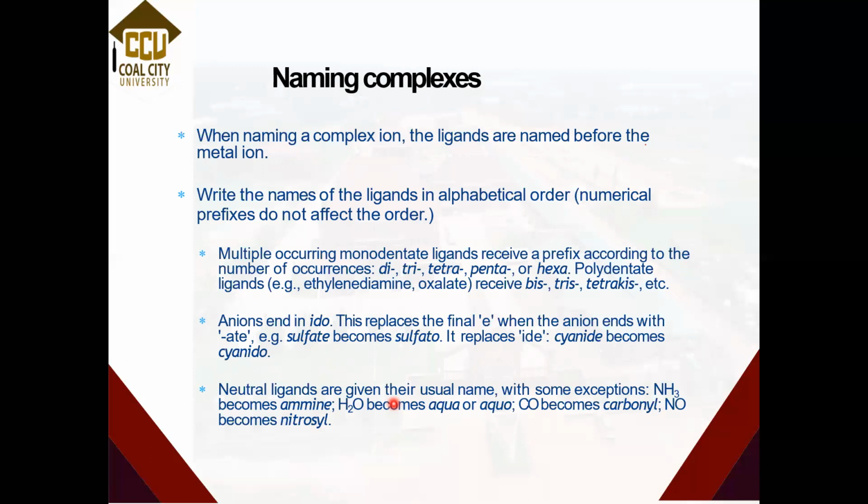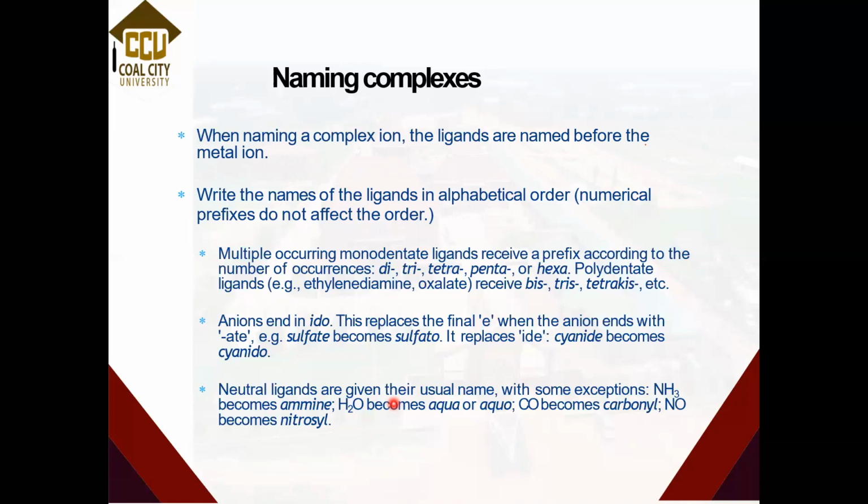For example, mono, di, tri, tetra, penta, hexa should not affect the order. What you'll be arranging is the ligand itself. For example, ethylenediamine should come before oxalate, irrespective of what prefix is in front of it, whether di, tri, tetra, penta, hexa, etc.